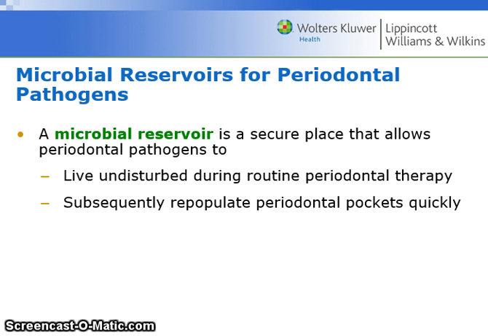Microbial reservoirs are a source of continued infection. It is a place that allows pathogens to hide and escape mechanical removal. This hidden bacteria can then repopulate pockets more quickly and reinfection occurs.